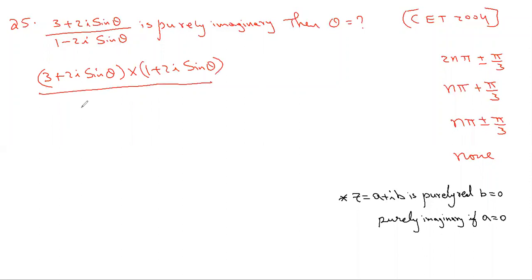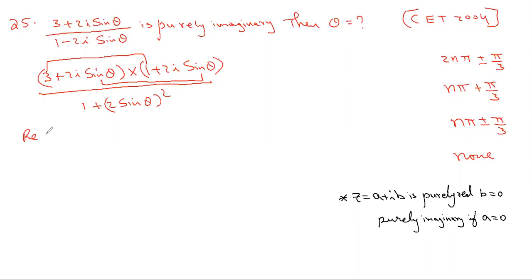Just now in the previous problem, we did a square plus b square, 1 plus 2 sine theta, the whole square. And when it is purely imaginary, then its real part should be 0. So for getting the real part, you should not calculate completely. What we need to do is, we get a real part when you multiply the real part with the real part and imaginary part with the imaginary part. Real with imaginary or imaginary with real, you get the imaginary part. So purely imaginary means the real part is 0. So the real part equal to 0.